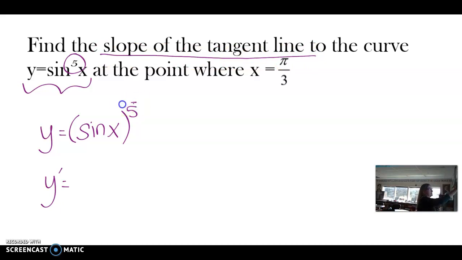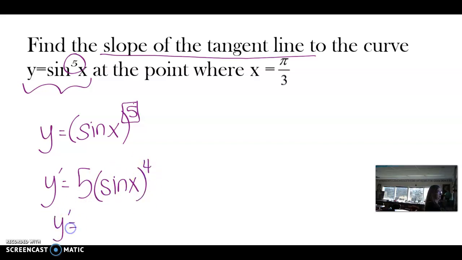So the outer function is raising this inside, sine of x, to the 5th power. You bring the 5 in the front, leave the inside alone, and this needs to go in parentheses if you're going to write it after the sine of x, but you can also write it like this.